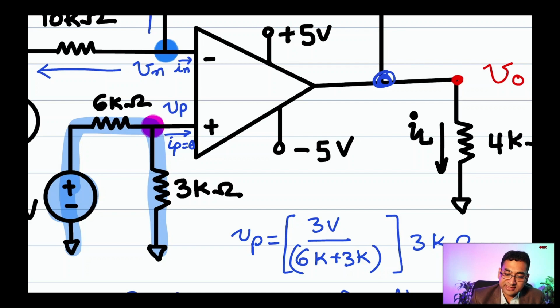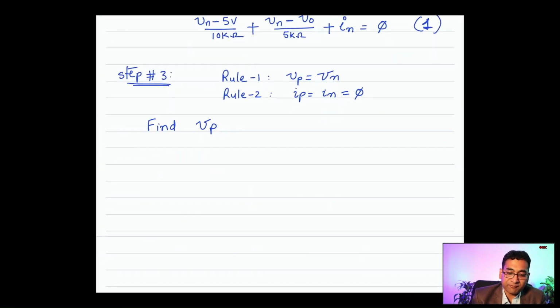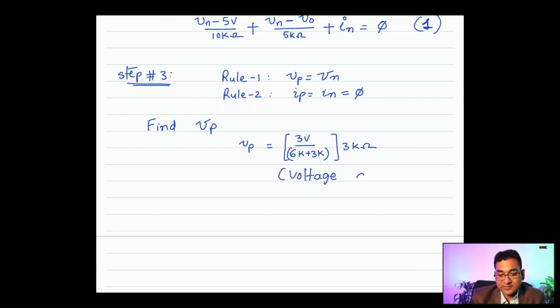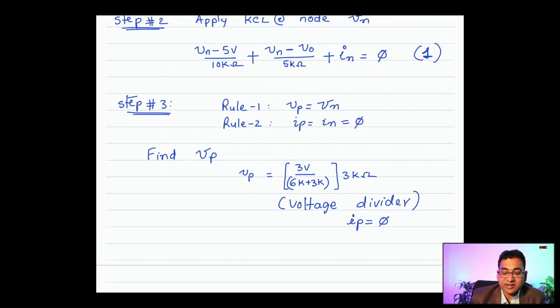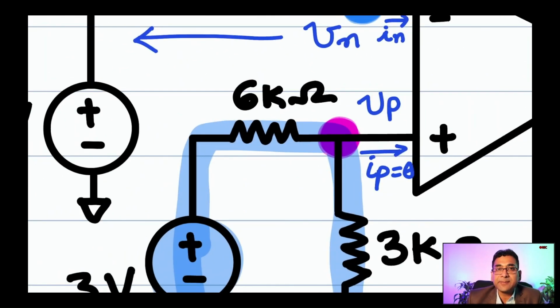Straightforward. I'm going to copy this, as a matter of fact, cut it, and say find Vp by applying a voltage division. Vp is a voltage divider. How did I get this? It's a voltage divider because Ip, the current going in to this terminal, is 0. The current going into this terminal is 0.